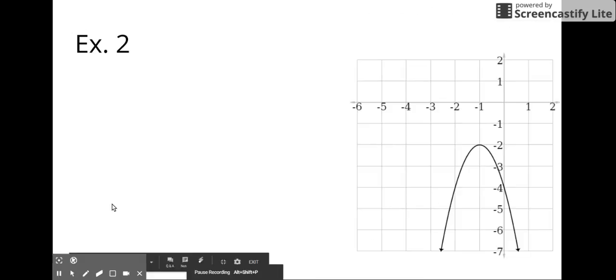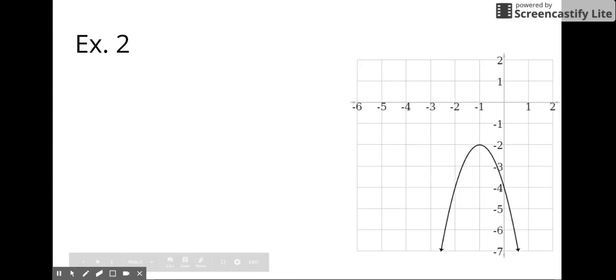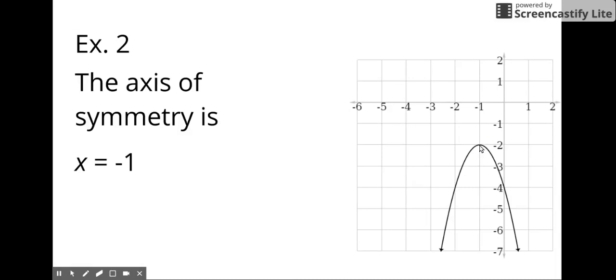Over here, you can't actually use x-intercepts because you don't have any. And so we just want to find the vertex, which is right here at (-1, -2). And so the equation for the axis of symmetry is x equals -1.